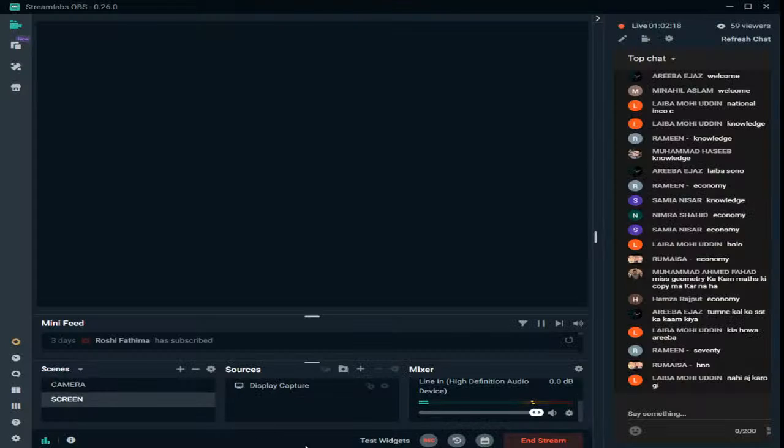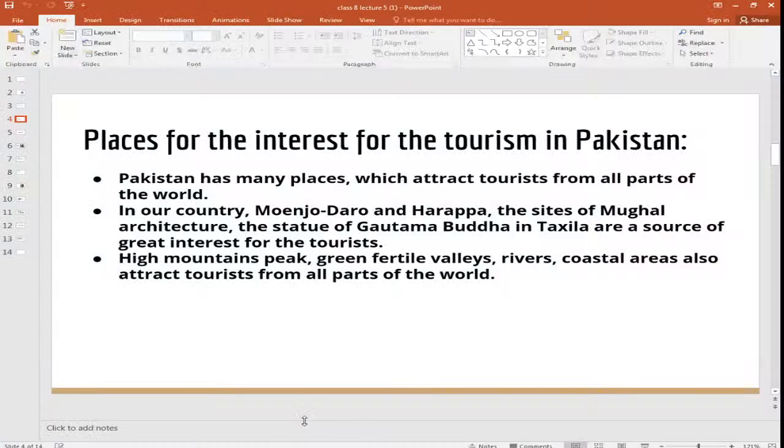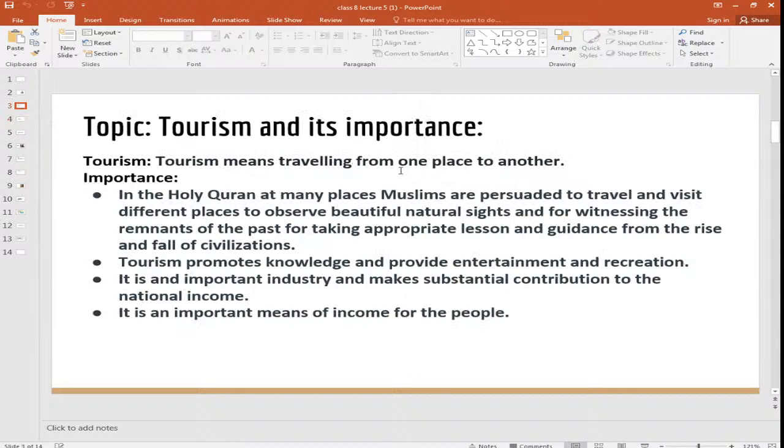फिर अब क्वेश्चन आंसर्स देखें, बहुत आसान है. टूरिज्म को डिफाइन करना है, ये तो आपके ब्लैंक में भी लिखा हुआ है. टूरिज्म मीन्स ट्रैवलिंग फ्रॉम वन प्लेस टू अनदर. ठीक, तो ये आप डेफिनेशन ऐड कर दिएगा.